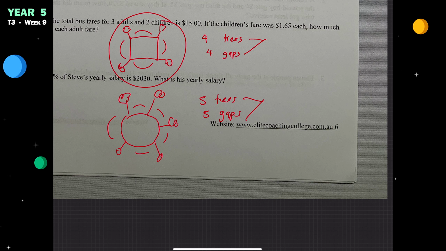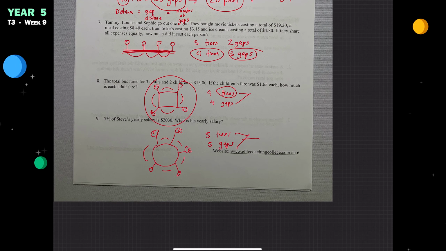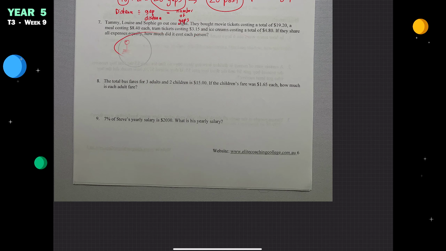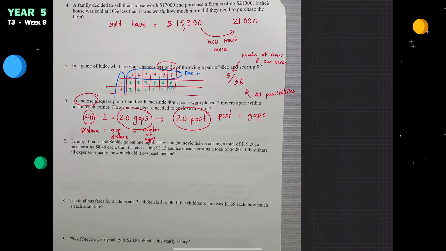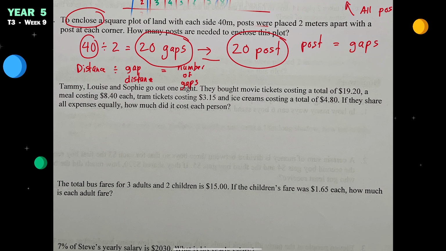Or poles or whatever. Sometimes they call it poles or posts. In this case, they call it post. So, what I'm trying to say is that the calculation for the number of trees and gaps is different for open space and for closed space. Okay, so you gotta be careful with that. So if this is a closed space, and there are 20 gaps, there must be 20 posts, and that's how it works.